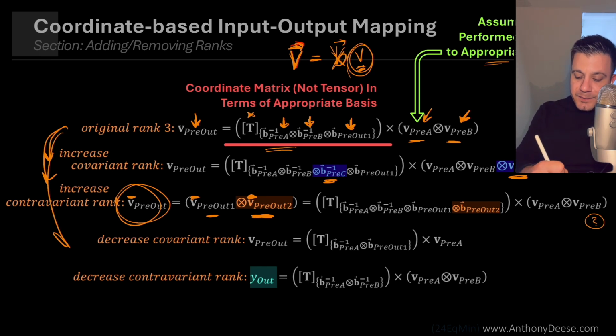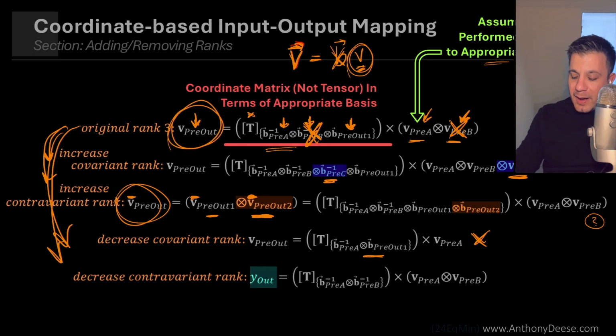If we decrease the covariant rank, then we get rid of one of the inputs, and we also get rid of the basis that's associated with it. And if we decrease the contravariant rank, then we take what was previously an output and reduce it to a scalar, and that's only because this was contravariant rank 1 to begin with. And now you see that the basis that was associated with the output is now gone, and we're just left with the original 2 inputs.